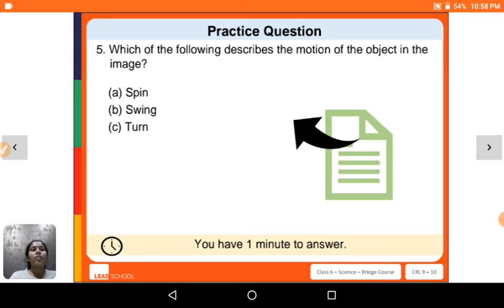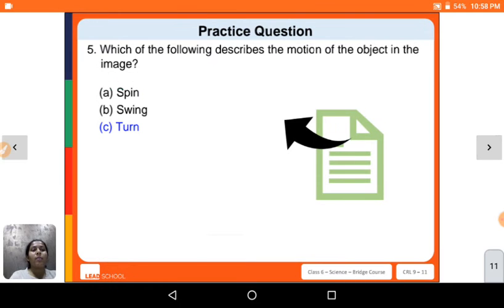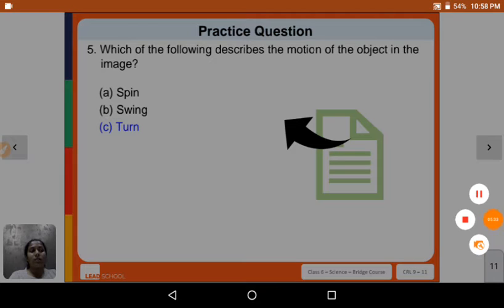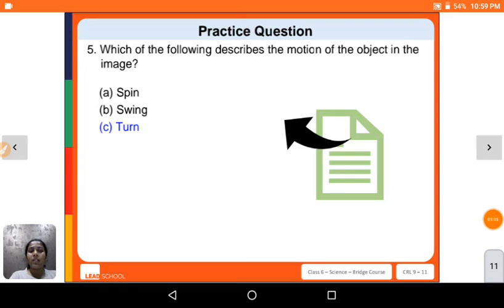Which of the following describes the motion of an object in the image? Here you can see that a paper is turned from the back side to the front side. The paper is in the front position and we turn it to the back position. So what are we doing? We are turning the page. So the answer is turn. Write these 5 answers also in your notebook.